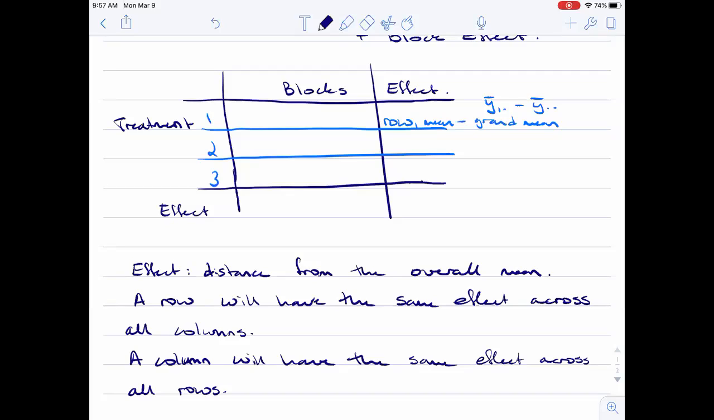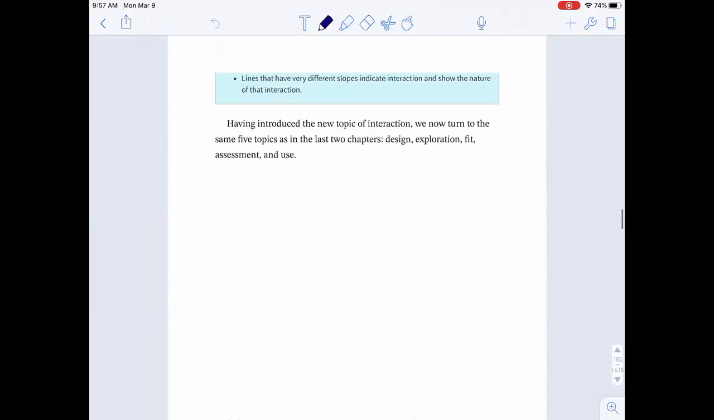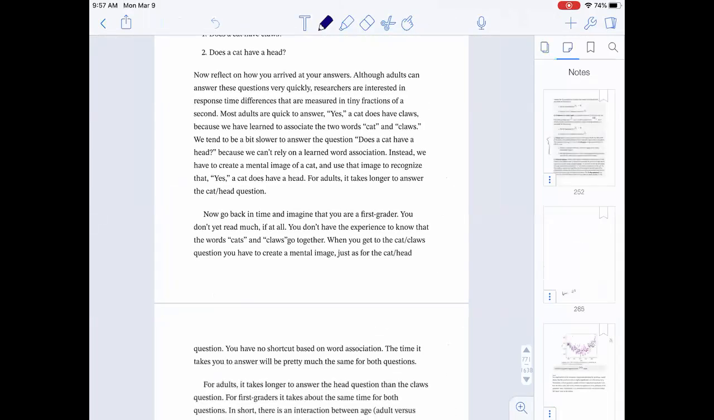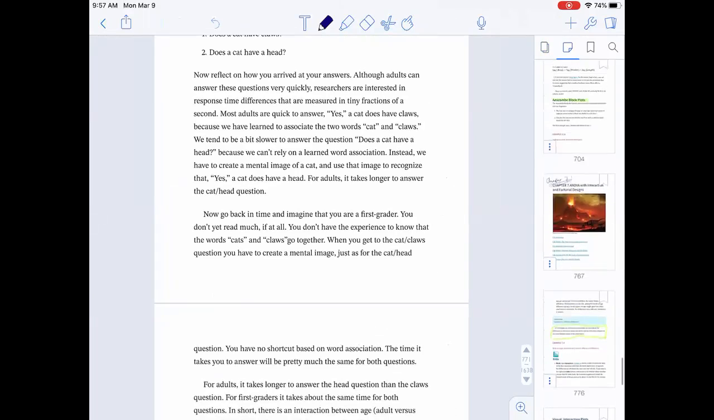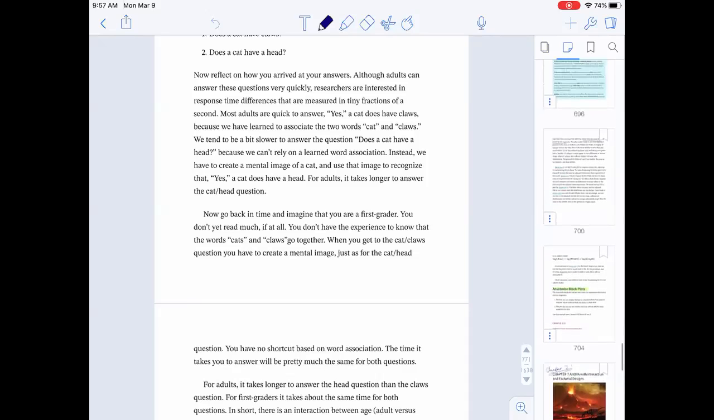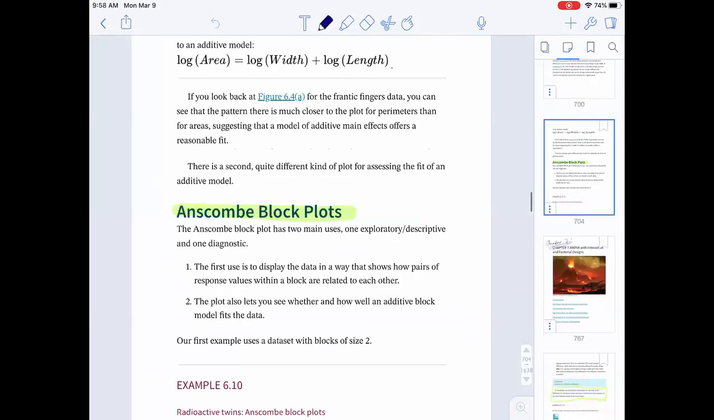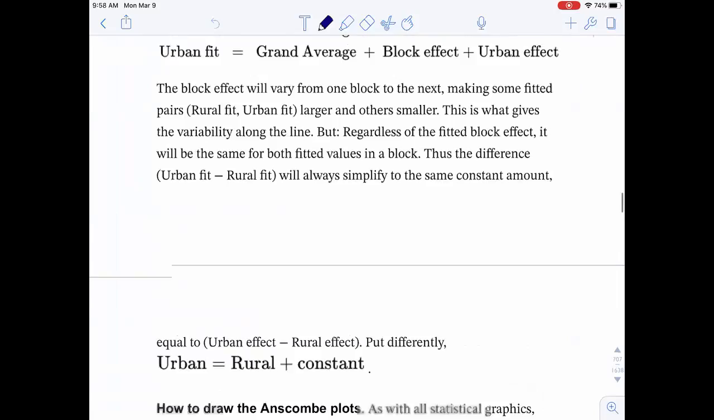Let me see if I might not have highlighted it. Let me see if I can find it. Oh yeah, we're gonna talk about Anscombe plots, but just in a second here. I got to the bottom of it.